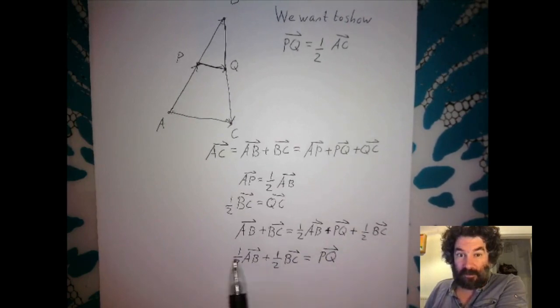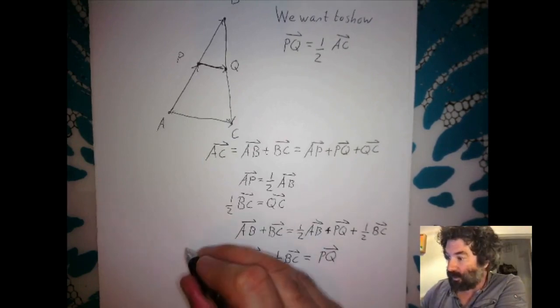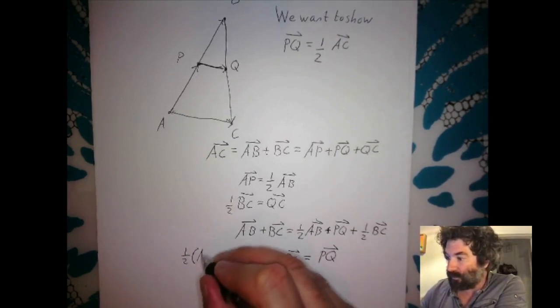And now we have 1/2 the vector from A to B plus 1/2 the vector from B to C, which is equal to 1/2 the sum of those vectors.